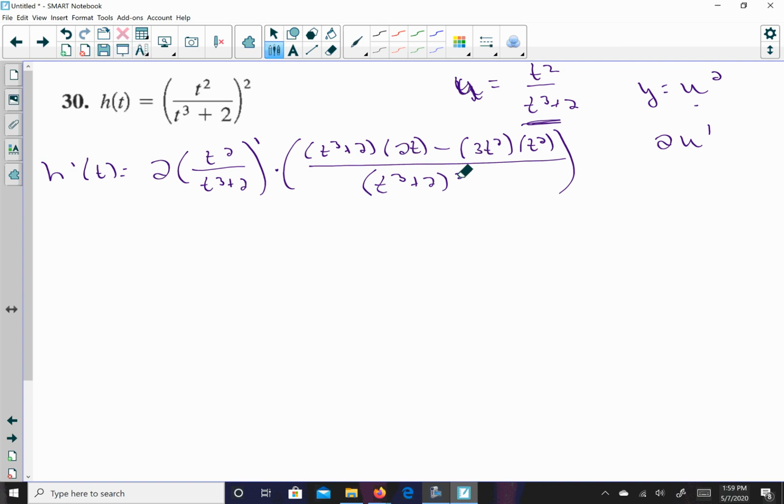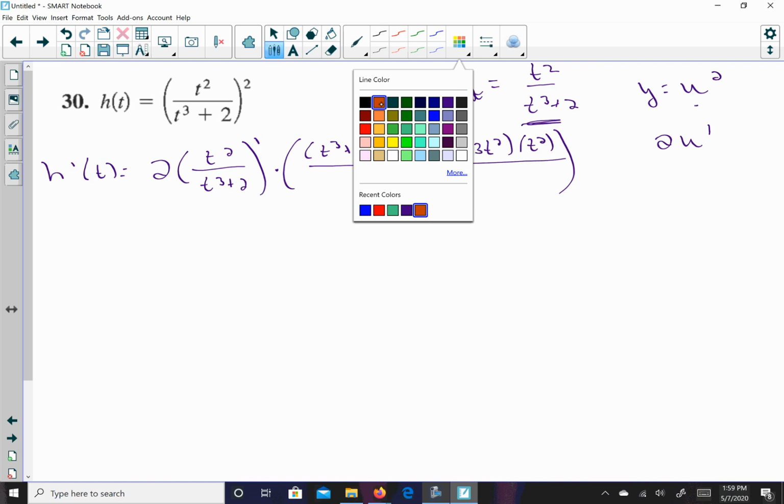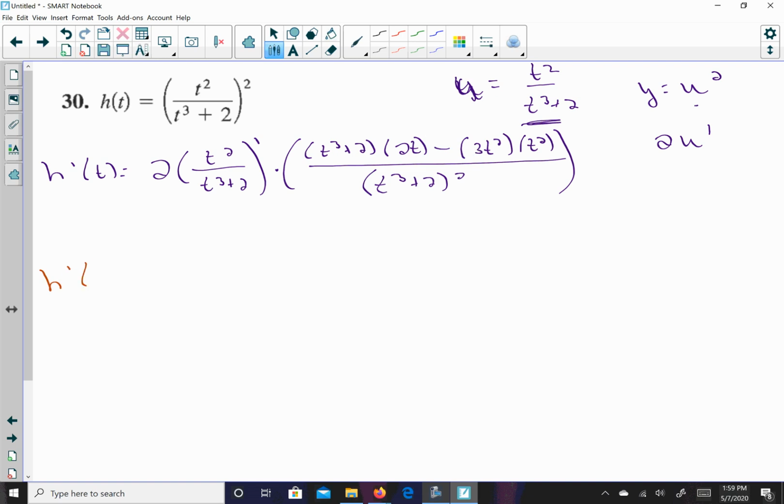Now I'm going to multiply. When I multiply, this 2 is understood to be over 1. So I'm going to have 2t squared times this quantity of, I'm distributing this 2t, and I'm going to have 2t to the 4th plus 4t. And then when I distribute this negative and this t squared, this will be minus 3t to the 4th.